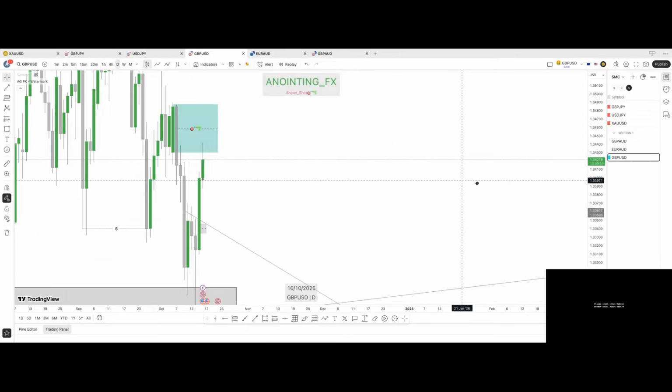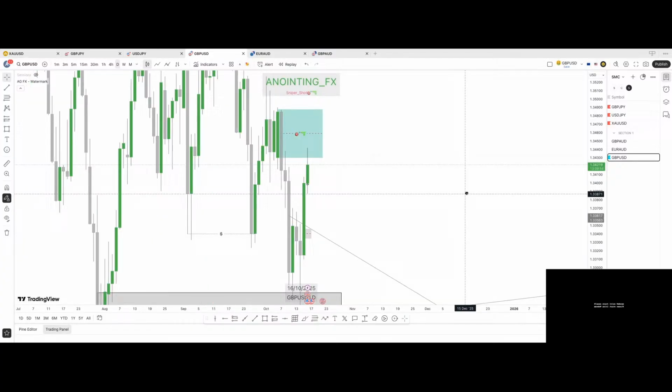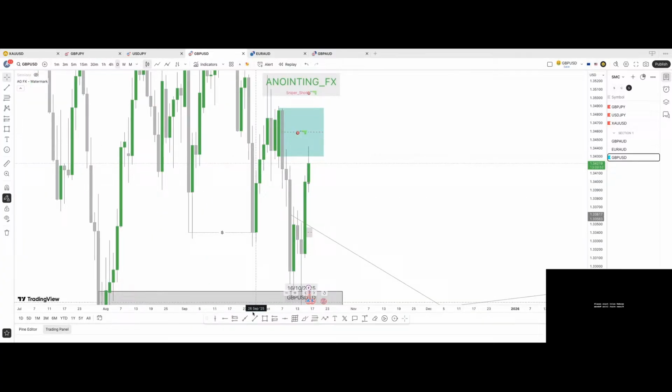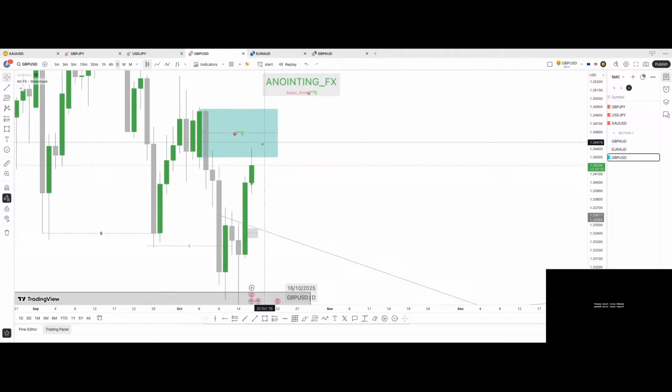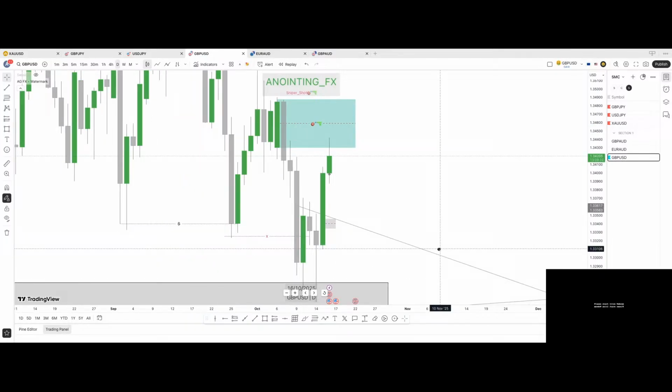Okay, so this was the last supply zone that broke structure to the downside. It broke structure here to the downside, and that is the reason why I marked this zone, because it was the last momentum that was able to break structure to the downside, having mitigated the daily engulfing.